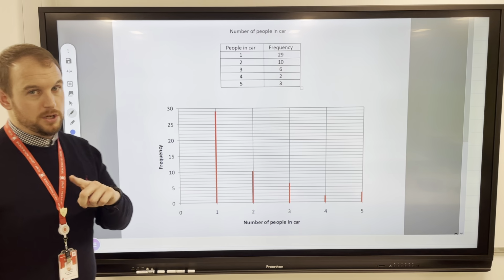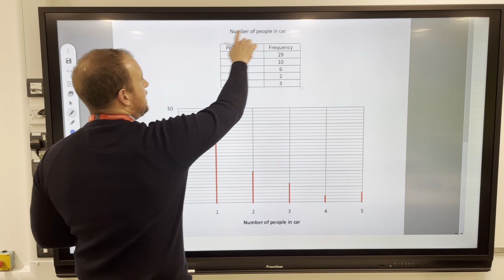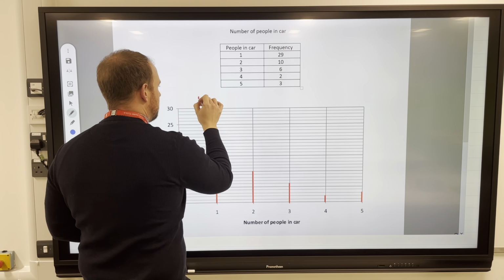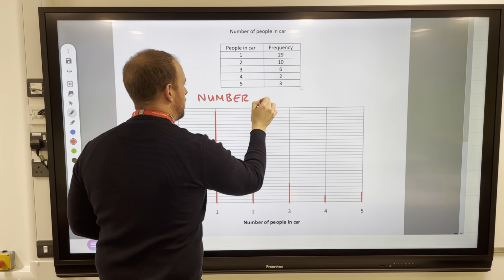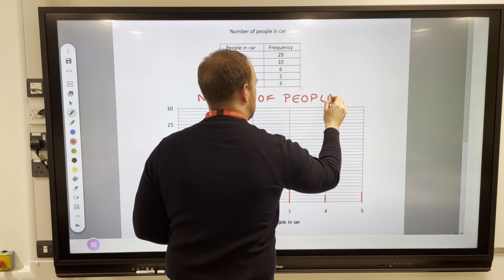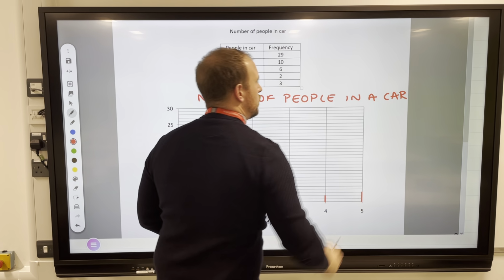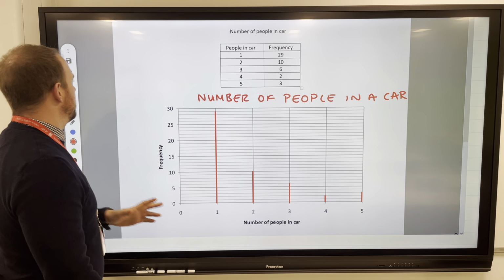One thing I am going to put on is a title. And this is the number of people in the car. Yes, it's here for my table, however, I'm still going to put it here above my graph. So, number of people in a car.